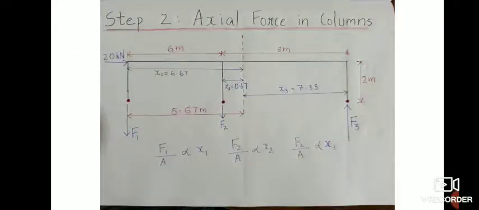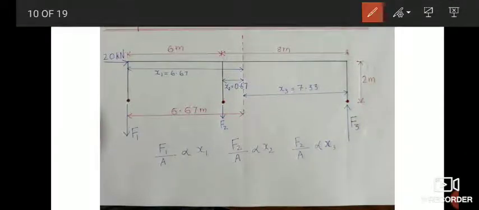So what is our expression? It is F1 by A1. A1 is A itself, F1 by A directly proportional to X1, F2 by A directly proportional to X2, F3 by A. So it's a mistake, this is F3 by A, F3 by A directly proportional to X3. So that X1, X2, X3 we can find.